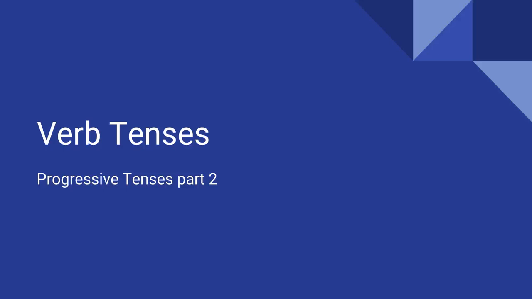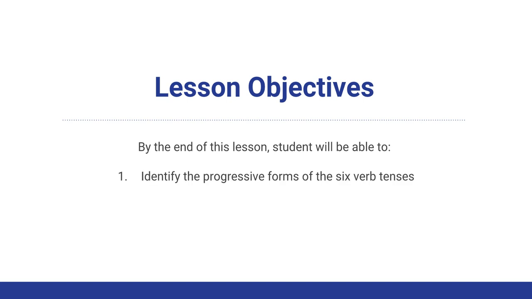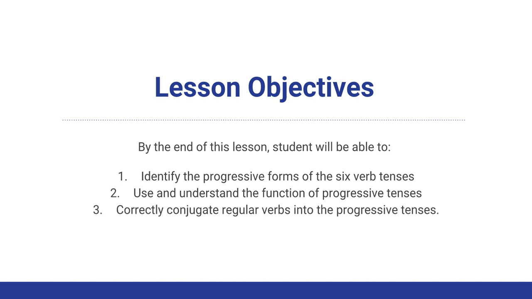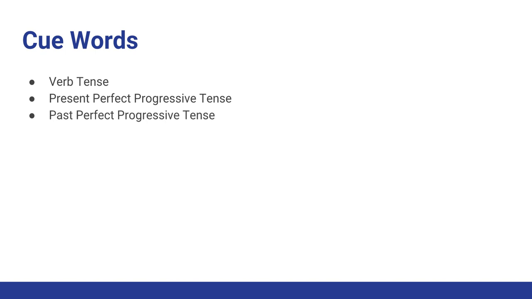This lesson continues our examination of the progressive tenses, and your lesson objectives are that by the end of the lesson you will be able to identify the progressive forms of all 6 verb tenses, understand the function of those progressive tenses, and be able to correctly conjugate verbs into the progressive tenses. Your keywords for this lesson are verb tense, present perfect progressive tense, past perfect progressive tense, and future perfect progressive tense.